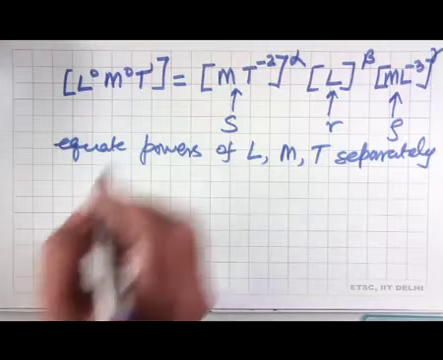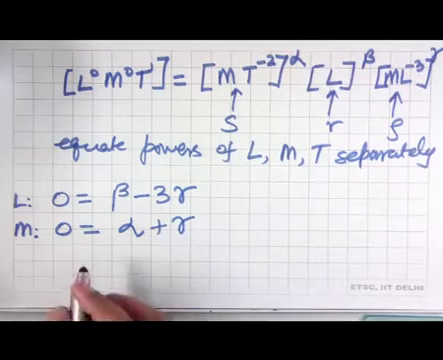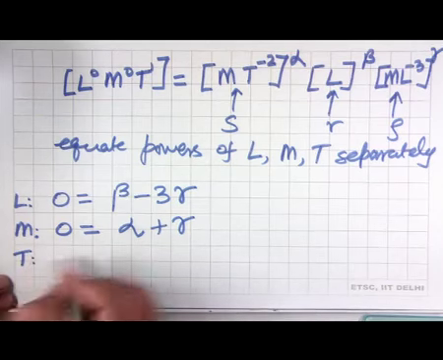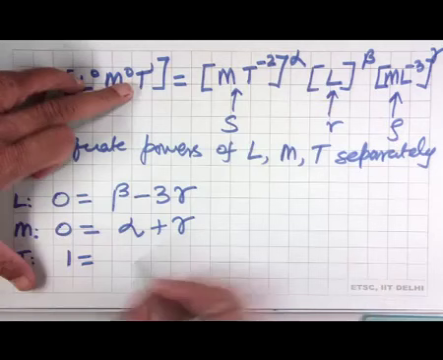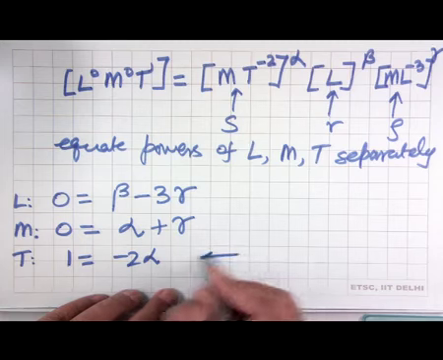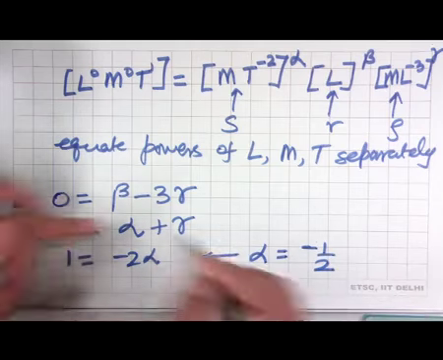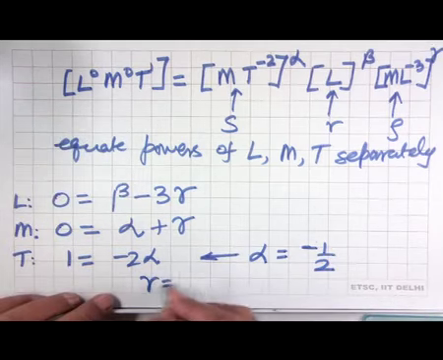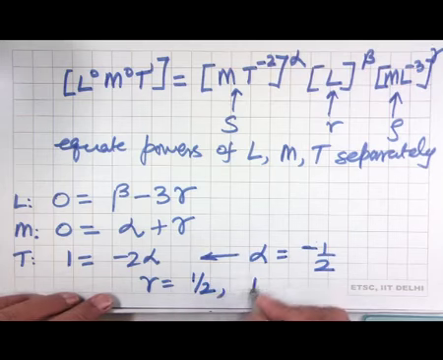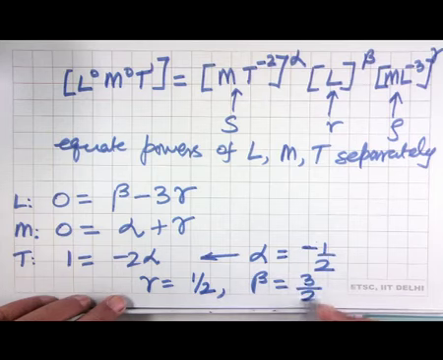Next we go to M. The power of M on the left hand side is again 0, which is equal to alpha plus gamma. And then we have the third quantity, which is T. Here we have 1 is equal to minus 2 alpha and nothing else. So, first we solve this equation, this gives us alpha is equal to minus half, and then from the second equation we get gamma is equal to half, and from the third equation, beta is equal to 3 gamma. So, beta will be equal to 3 by 2.